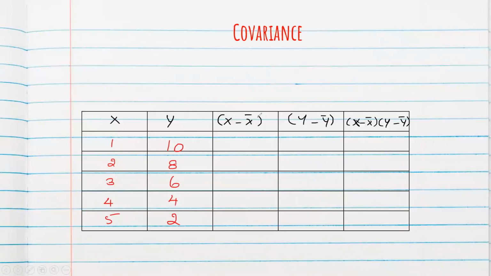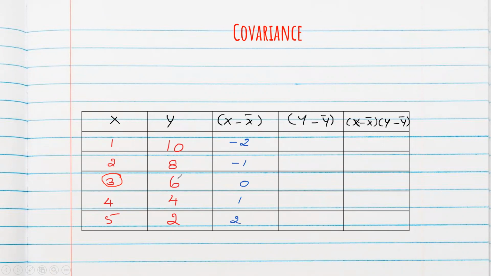Right, so x minus x bar. If you find the mean of it, you'll get 3, right? So x minus x bar: 1 minus 3 is minus 2, 2 minus 3 is minus 1, 3 minus 3 is 0, then 1, and 2.